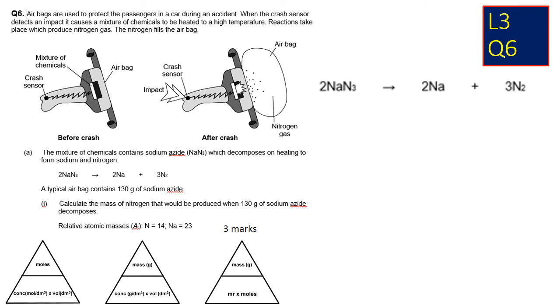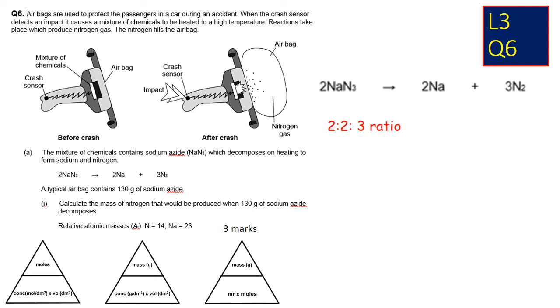So question 6, again a level 3, higher level question, and we are talking about airbags and the reaction which produces nitrogen gas during an accident. The mixture contained sodium azide, which decomposes on heating to form sodium and nitrogen. A typical airbag contains 130 grams of sodium azide. Calculate the mass of nitrogen that would be produced when 130 grams of sodium azide decomposes. We're given some data there that you could pull off a periodic table.